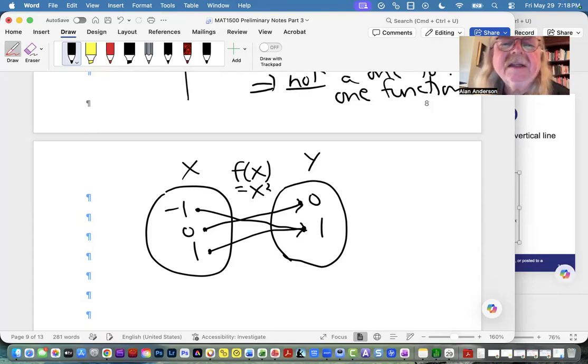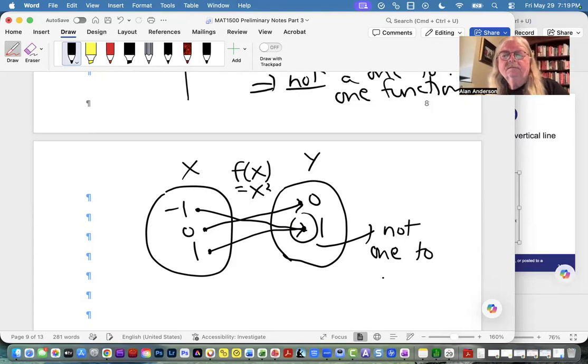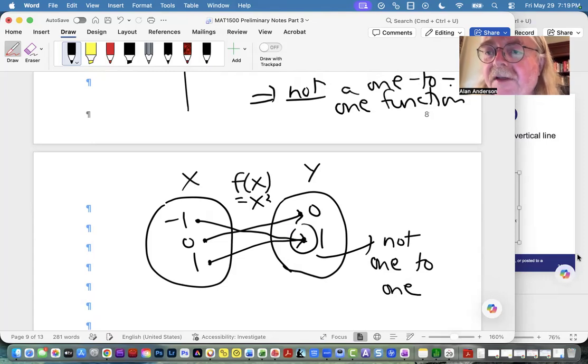Okay, so you can see what's happening here. Negative one squared and positive one squared both give us one. Zero, of course, squared is just zero. So while this is definitely a function, you can see that it's not one-to-one, which means it does not have an inverse.